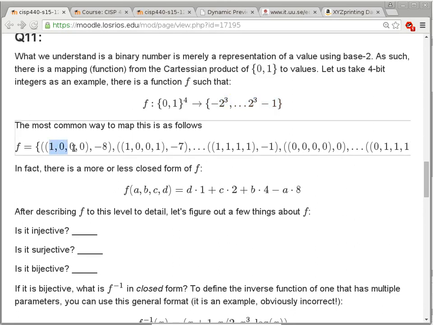So 1000 as a bit pattern maps to -8 as a value. 1001 as a bit pattern maps to -7. 1111 as a bit pattern maps to -1. 0000 maps to the value 0, and so on. Okay, and the last one is 0111 maps to 7. Are we still doing okay so far with the representation in binary?